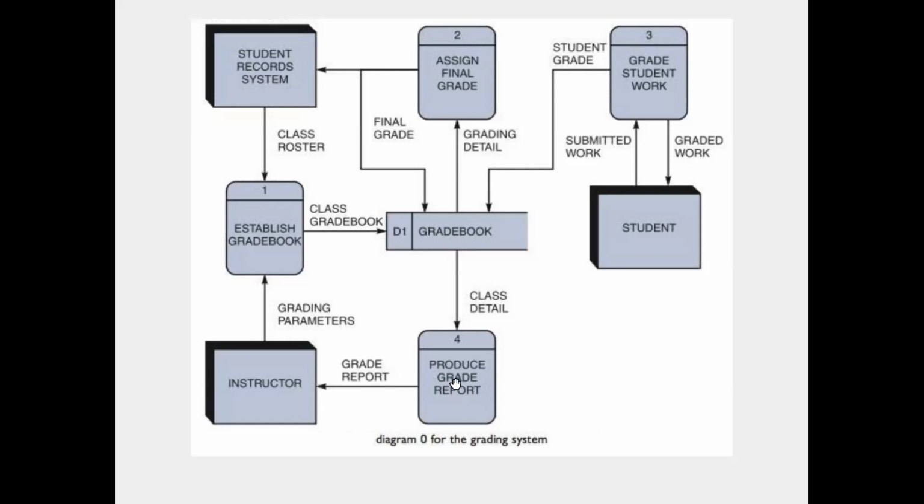And we have a process number 4 as well. I missed it last time. So you will get the grade report and grading parameters are put there. And through this, you get the class information. So as you can see, level 0 will go one step deeper. The single process 0 is broken down into 4 other processes or lower level processes.